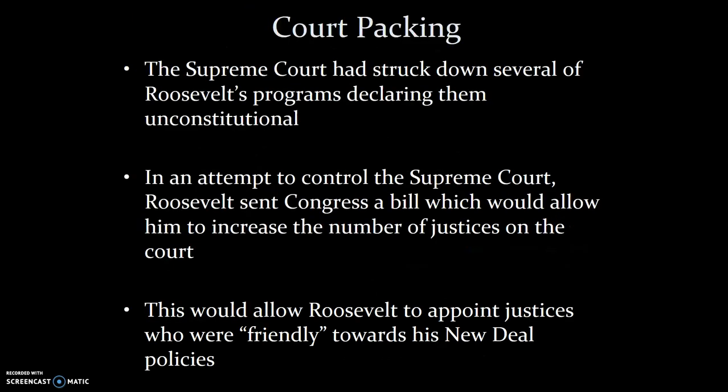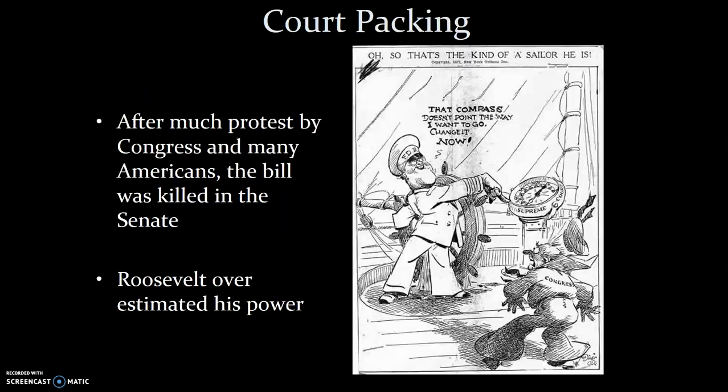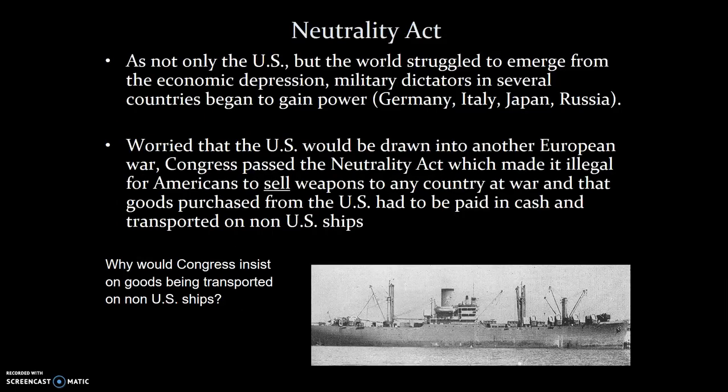Now, court packing. The Supreme Court had struck down several of Roosevelt's programs, declaring them unconstitutional. So, in an attempt to control the Supreme Court, Roosevelt sent Congress a bill which would allow him to increase the number of justices on the court. This would allow Roosevelt to appoint justices who were friendly towards his New Deal policies. After much protest by Congress and many Americans, the bill was killed in the Senate. Roosevelt really overestimated his power.